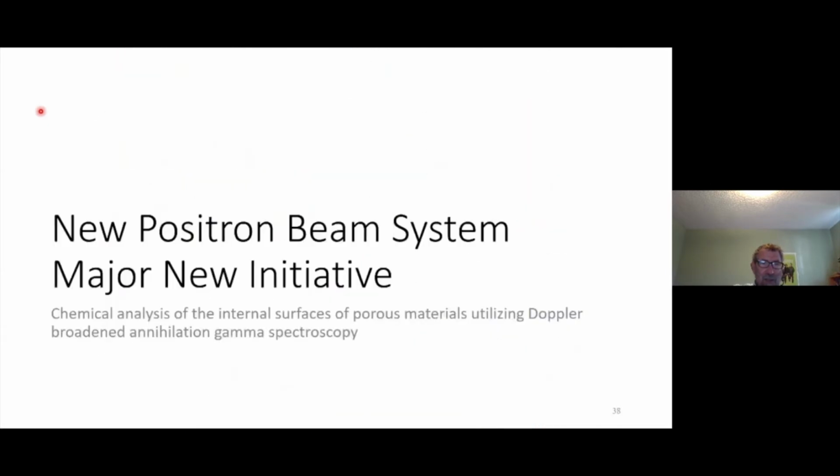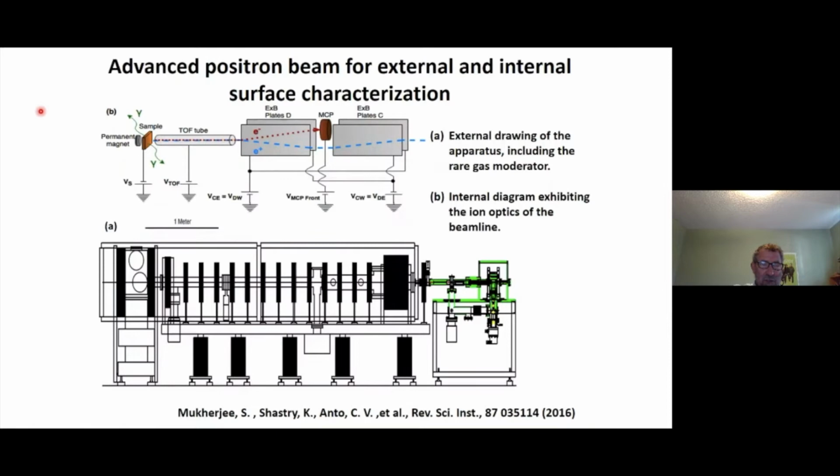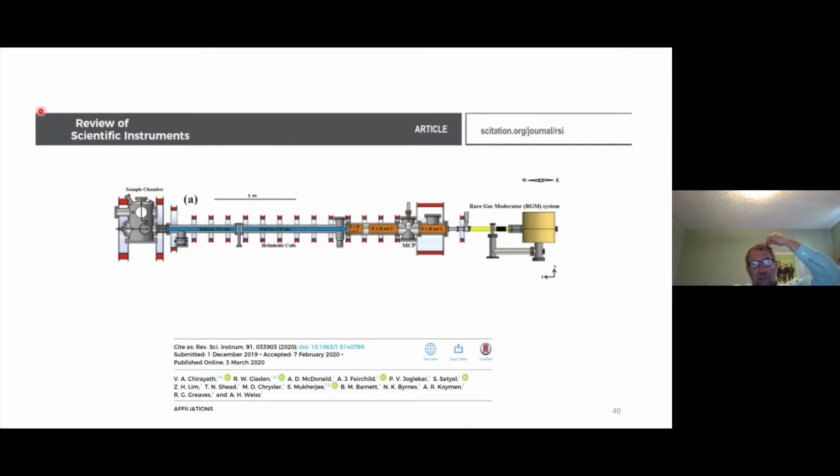All right, I think I'm going to skip to the new positron beam. This is what we just built. Just so we know, we have just a few minutes left before we have to turn it over to Dr. Day. Yes, I got it. All right, I'll get it done in 5 minutes.